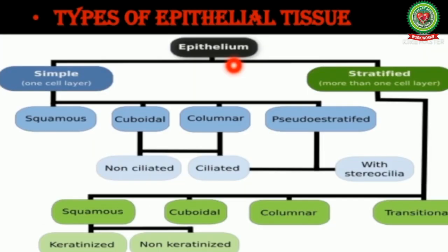Epithelial tissue is further classified into two main categories that include simple and stratified. Simple epithelium is composed of a single layer of cells, whereas stratified epithelium, or compound epithelium, is made up of more than one layer of cells. Simple epithelium is further categorized into different types on the basis of shape of cells. Similarly, stratified is also classified on the basis of shape of cells.